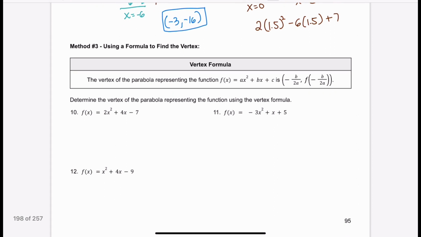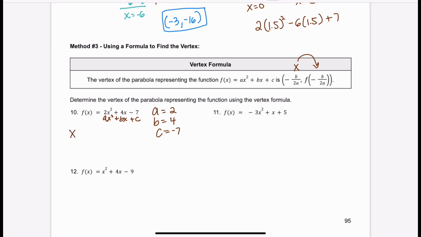Now method 3, we're going to be using a formula to find the vertex. This is to find my x, I use the equation -b divided by 2a. And then once I get my x value, I just plug that into the function to find the y value. So first we're going to write down our a, our b, and our c. A is 2, b is 4, and c is -7. So it's ax squared plus bx plus c.